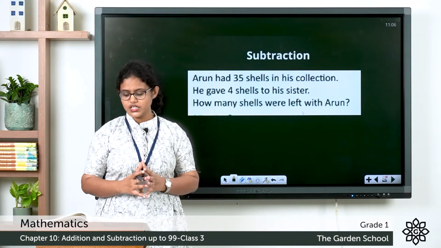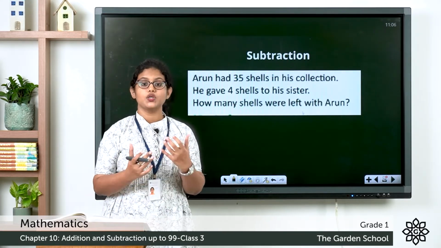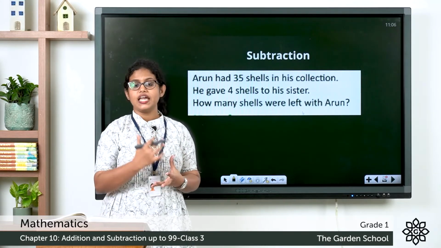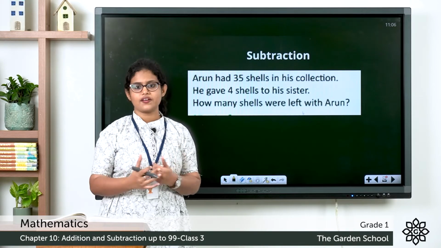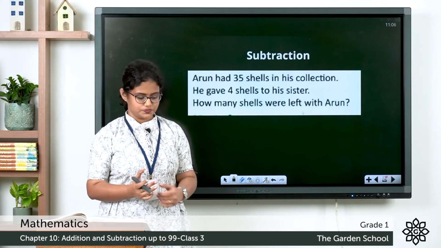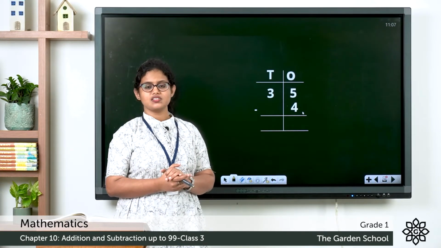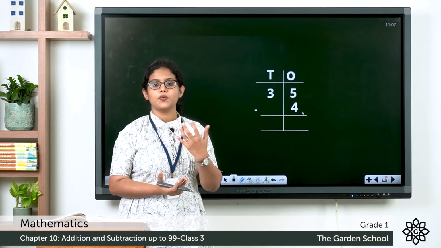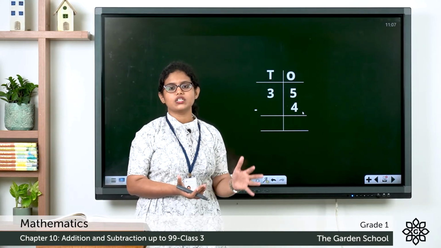So what do you need to find here? You need to find how many shells are left with Arun. So Arun already had 35 shells with him, and from that 35 shells he gave 4 to his sister. Now how many shells does he have? You need to find how many shells are left with Arun. So for that, what do you need to do? You need to subtract 4 from 35. Then we'll get the number of shells left with Arun. You need to take away 4 from 35.